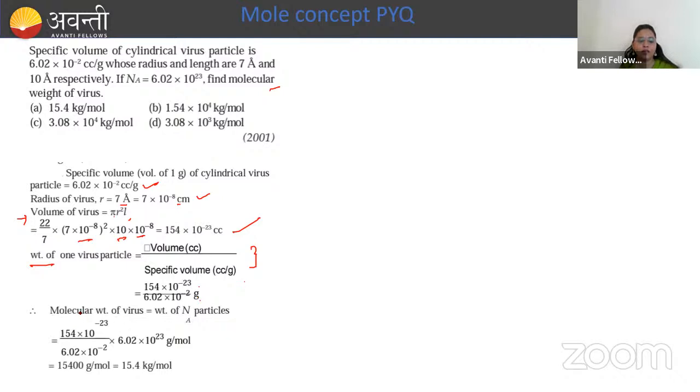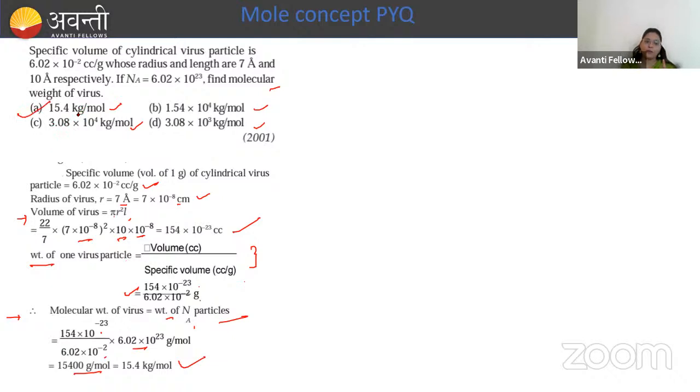You will find out in the next step, molecular weight of a given virus is equal to weight of Avogadro's number of particles. So whatever the answer you are getting here, I have multiplied it by Avogadro's number. You get the answer in gram per mole, and in the options, the answers are given in kg per mole. That's why multiply it by 1000, you will get 15.4 kg per mole as your answer. That is option A is your correct answer.